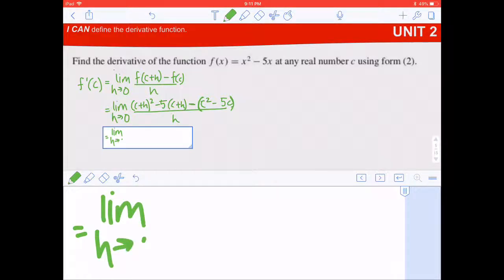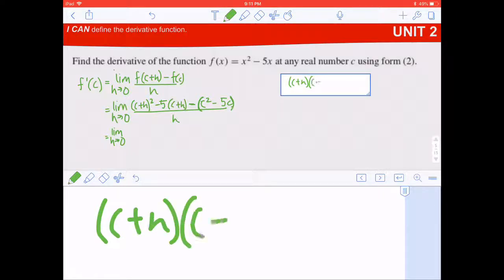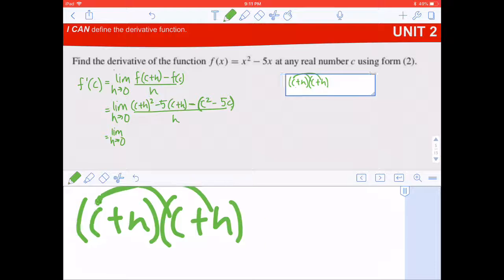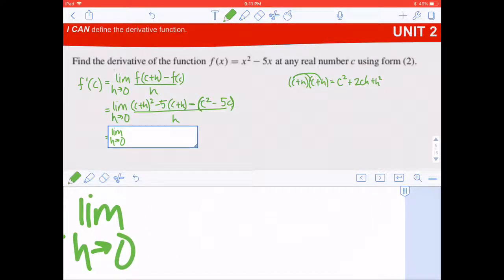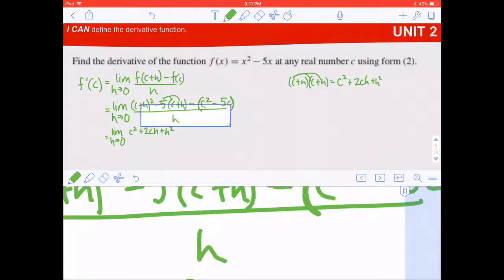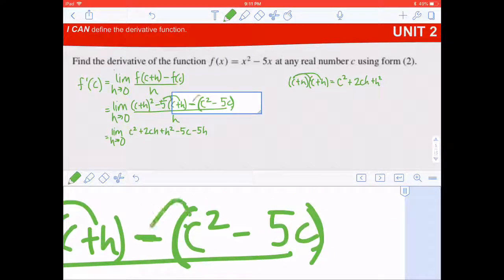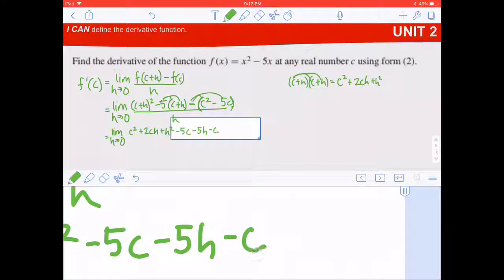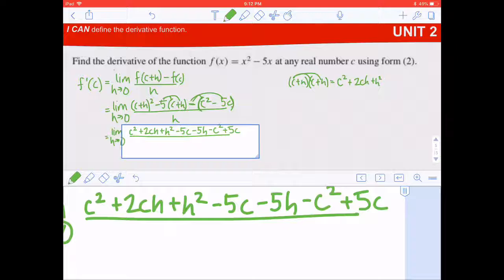So we have to simplify this a little. C plus h, we're going to go ahead and distribute this. So multiply all the way through. That's going to give us c squared plus 2ch plus h squared. I'm going to go ahead and plug that in here. I'm going to distribute this negative 5. That's going to give me negative 5c minus 5h. And then I'm going to distribute that negative 1. And all divided by h.